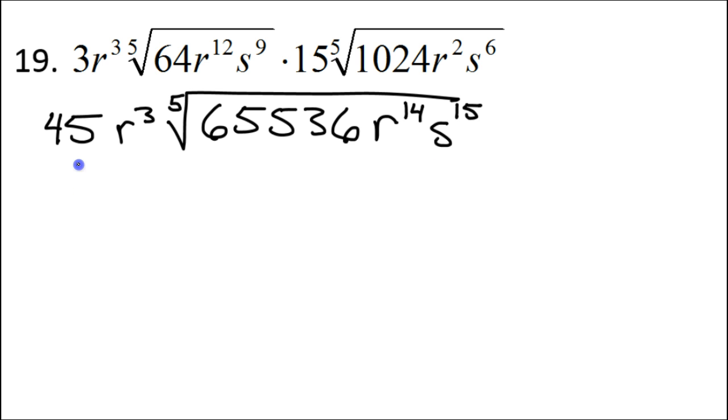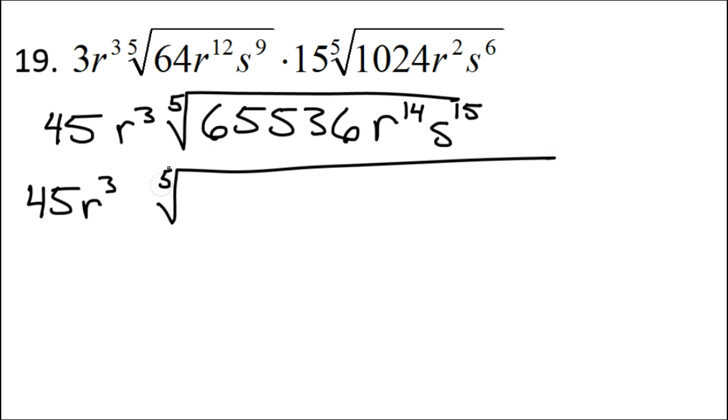So the next step is to break this up into the part that we can reduce and bring out, and the part that will be stuck on the inside. Now first of all, this part in the front is just going to stay out front. So I've got this 45 r to the 3rd power. That's just going to be waiting around for later. Now, the radical part. Alright, let's prep the problem. Let's start with the 65,536. We're going to have to break that up into something that we can take the 5th root of times whatever's left over.